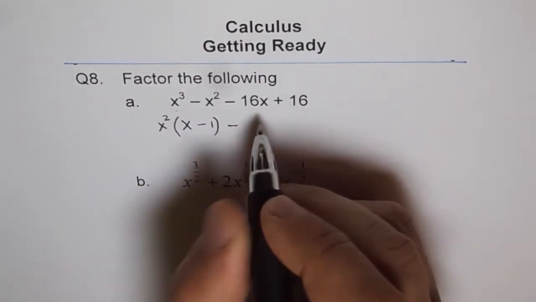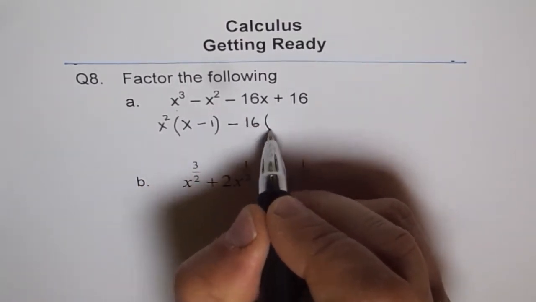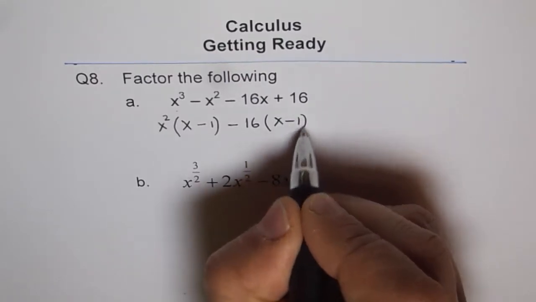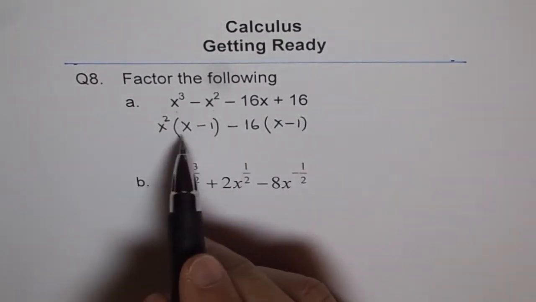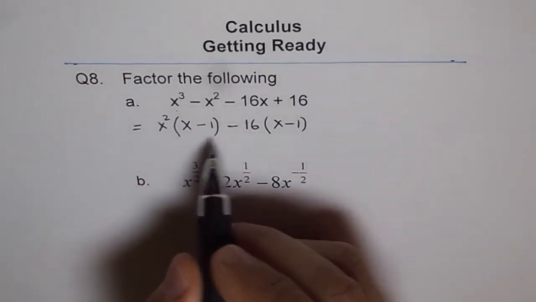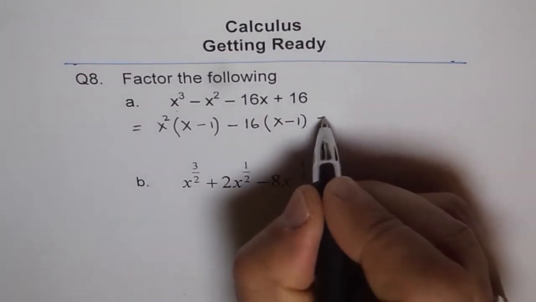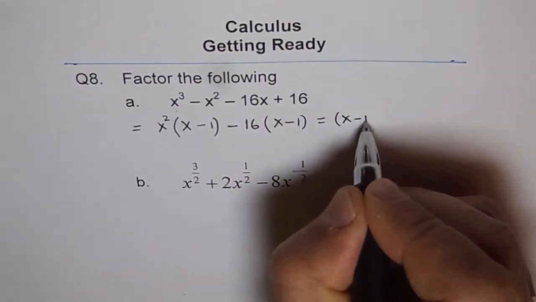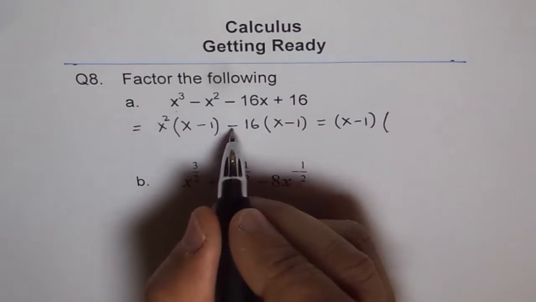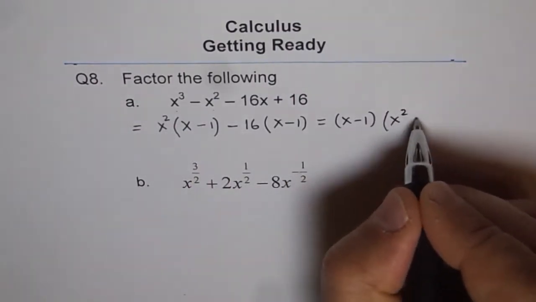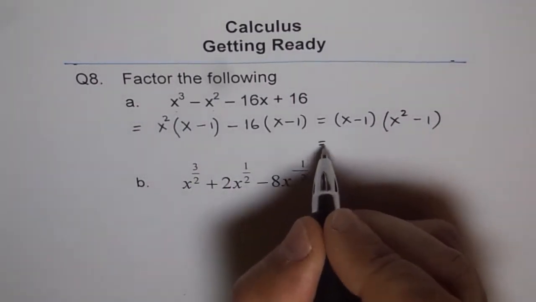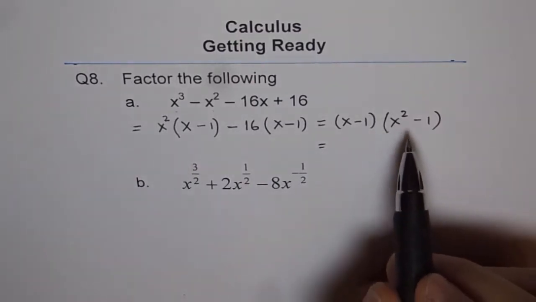And in the next set, we have 16 common. So 16, and we get x minus 1. Now, if you see these two terms, then x minus 1 is common, right? So we can write this as x minus 1, and we get x squared minus 1. Correct? Now, don't stop here. Some students stop here. You have to factor completely.